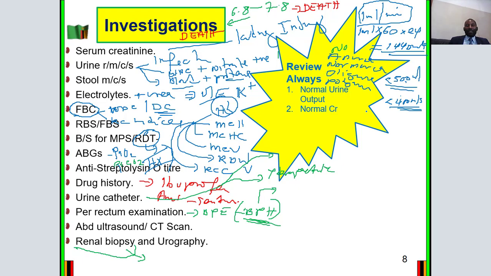Then we come to creatinine. Serum creatinine is dependent on sex. For males, it is 53 to 106 micromoles per liter. For females, it is 44 to 97. So for males, 53 to 106, and for females, 44 to 97. Then we come to normal urea.